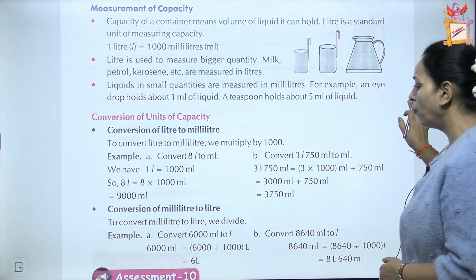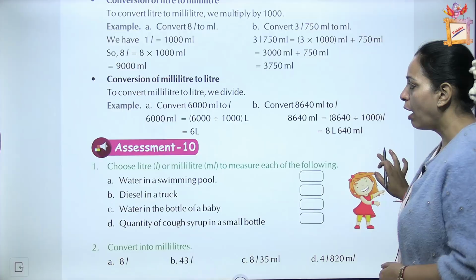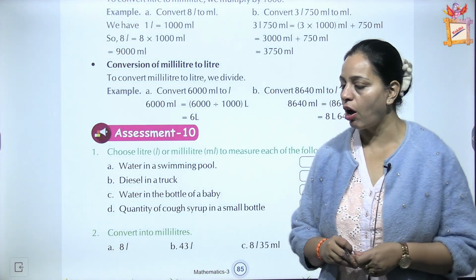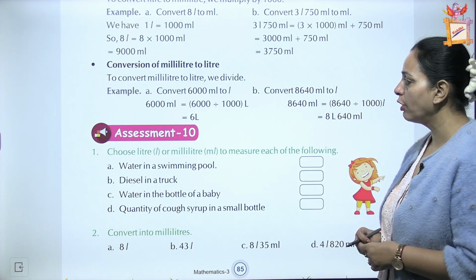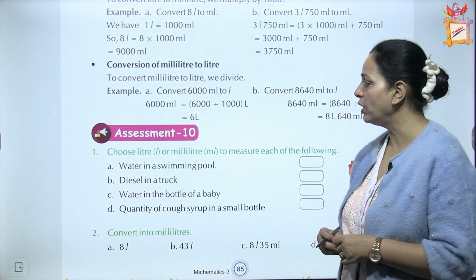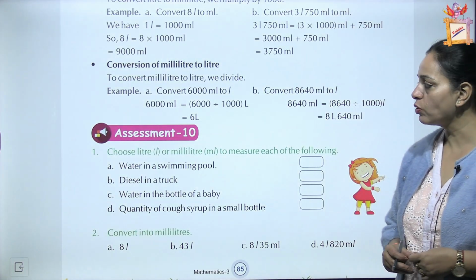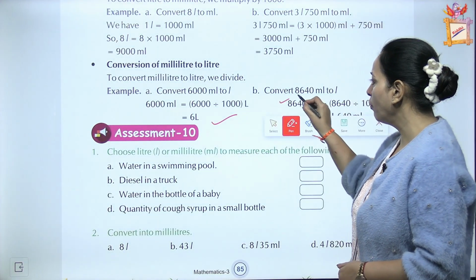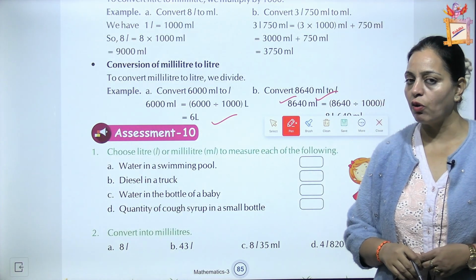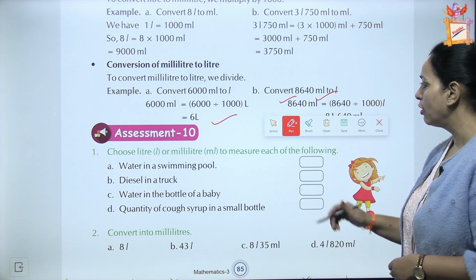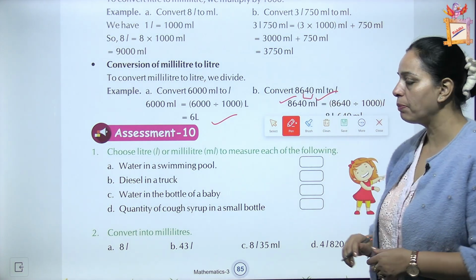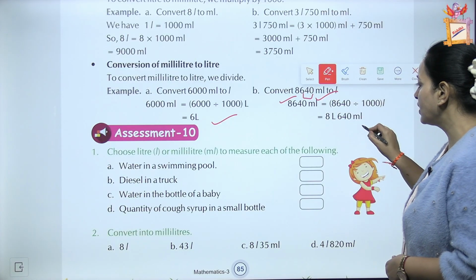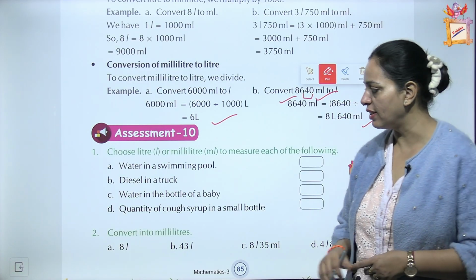Now conversion of milliliter to liter. अब हमें smaller to bigger करना है तो divide by 1000. See example, convert 6000 milliliter to liter. Divide by 1000 कर देंगे. Answer is 6 liter. Now convert 8640 milliliter to liter. So last 3 digit represents milliliter and the rest liter. So 8 liter 640 milliliter.